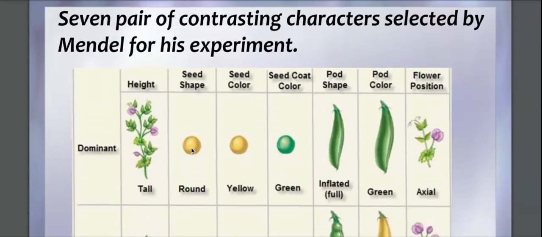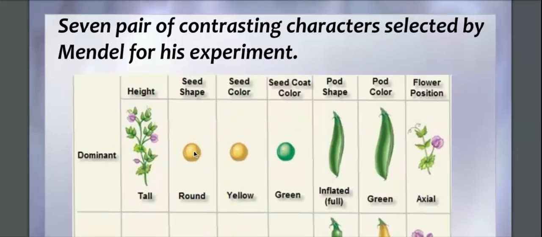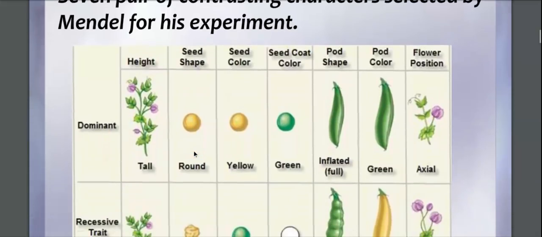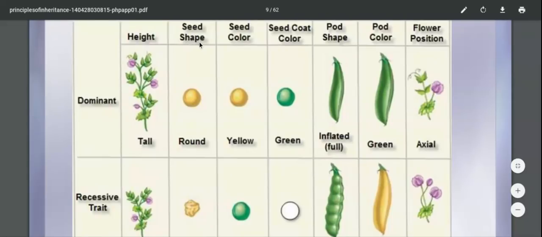Okay, so before that, we have to know why he selected pea for his experiments and which were the 7 pairs of contrasting characters that he conducted experiments with. So the different traits in pea that he selected were height, seed shape, seed color. Now this is not mentioned in your book.